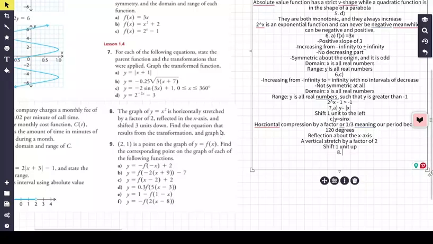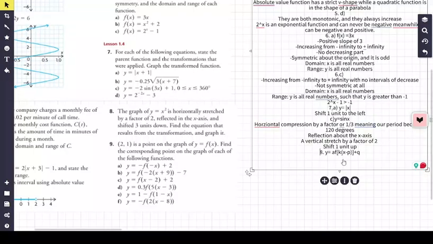So first, let's do horizontally stretched by a factor of 2. What does that mean? Horizontally stretched by a factor of 2 means that we will have 1 over 2 as our k value. So let's go ahead and do our a, k, p, q stuff. y equals a f of k times the quantity x minus p, plus q. So this is our entire parent function.